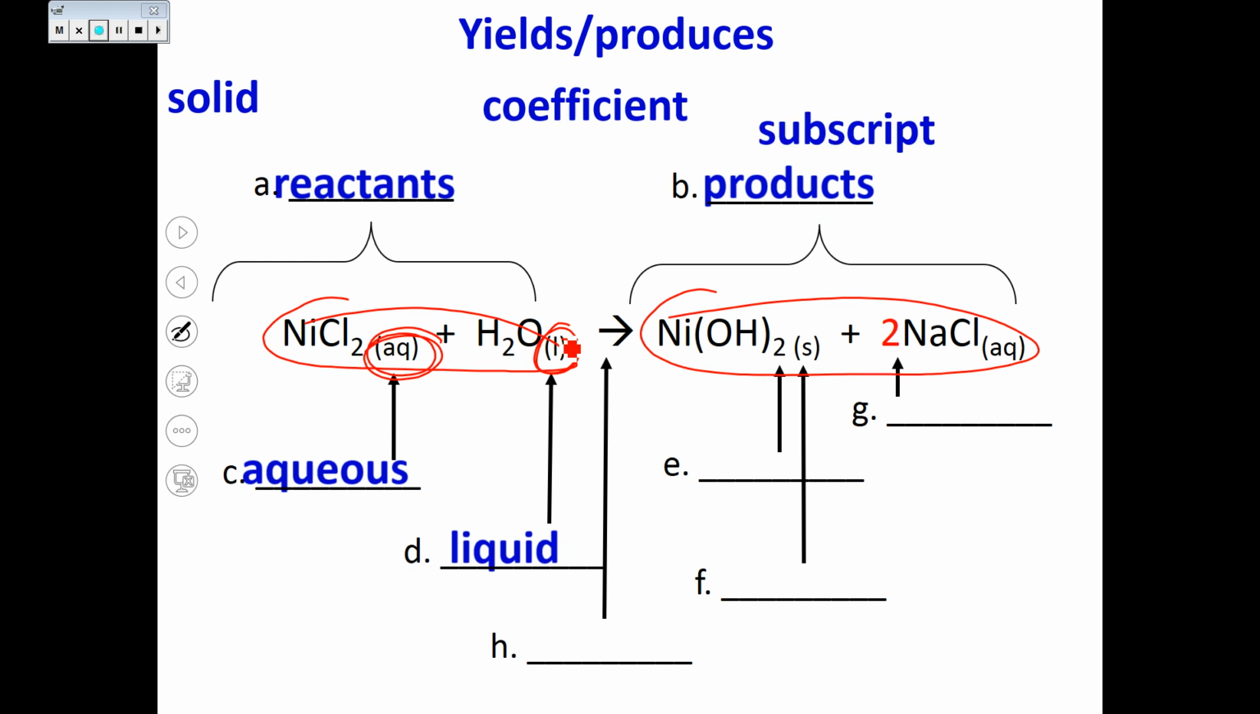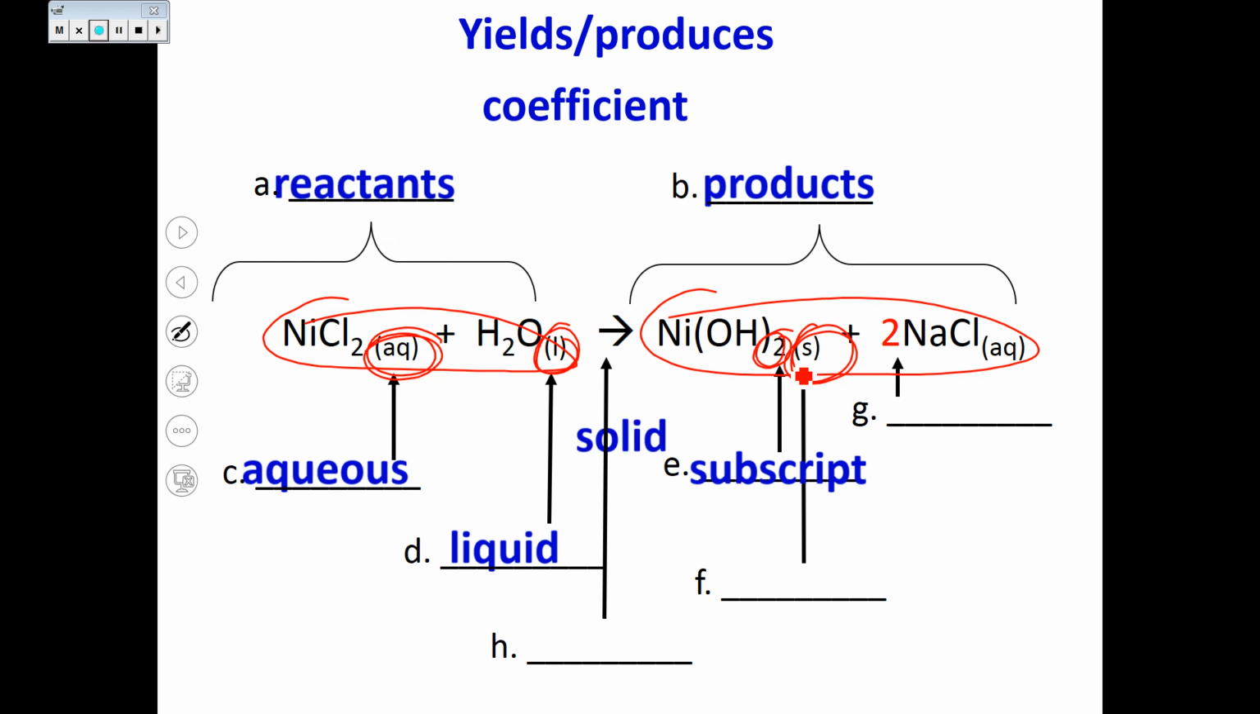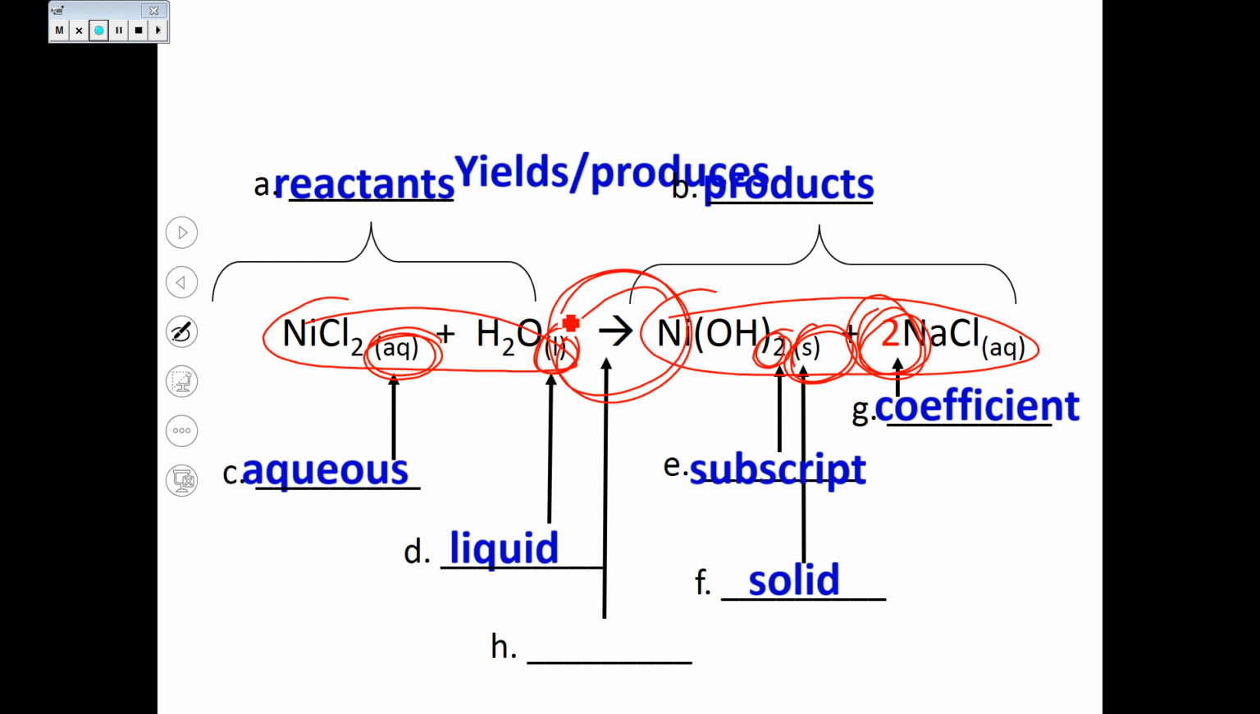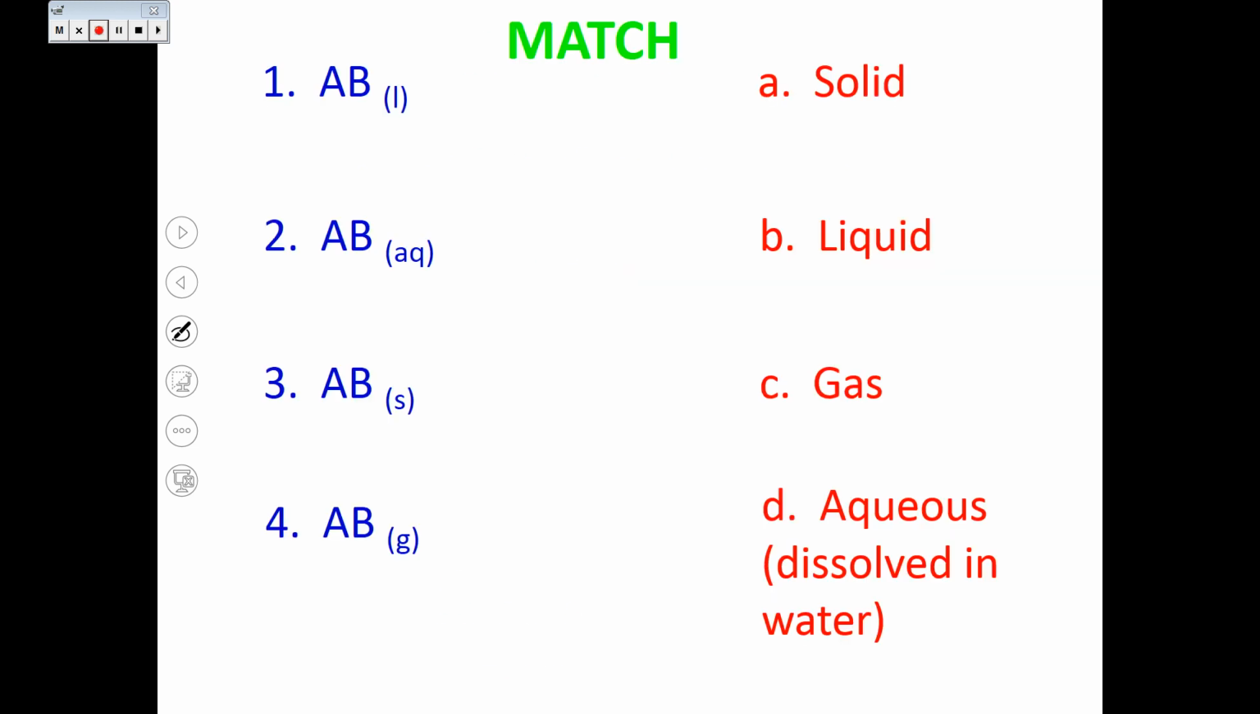E is pointing to this 2 down here, which is our subscript. F is pointing to S, which is our solid symbol, state of matter. G is pointing to this whole number in front of our compounds, which is called a coefficient. And H is referring to this arrow, which is the yield or produces sign.